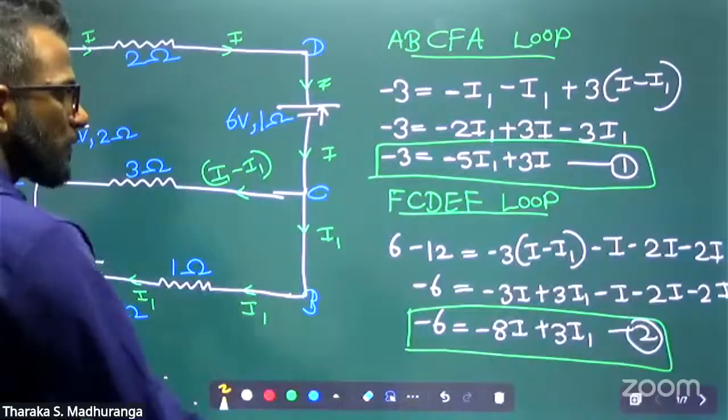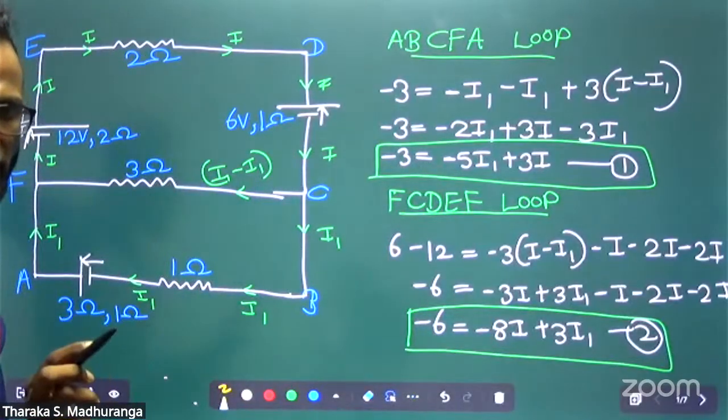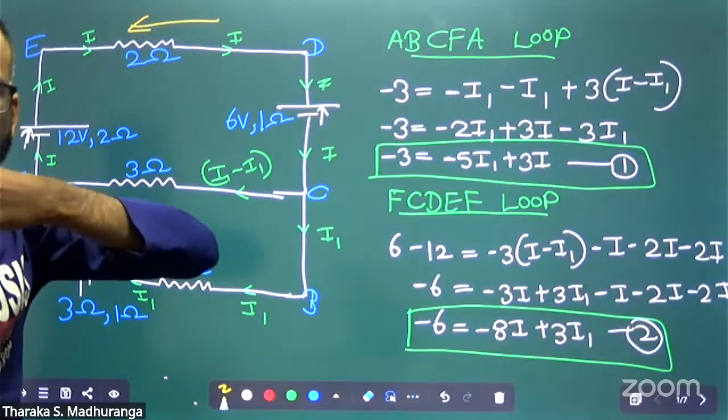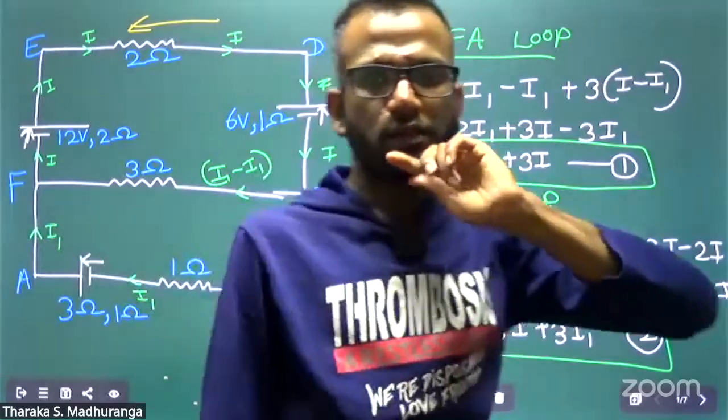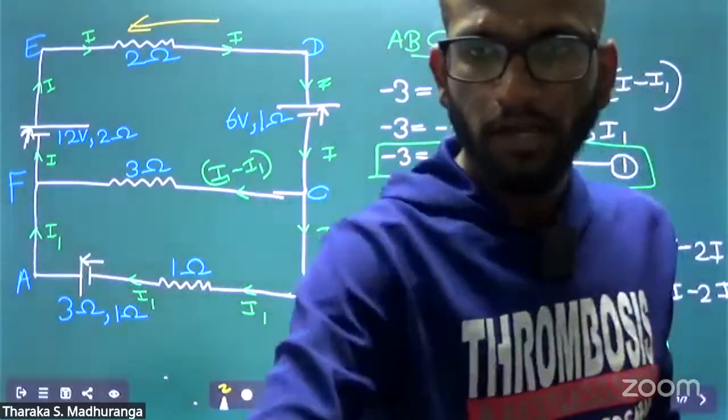Then I1 value, sorry, I value. Then I, you must have marked in this direction. Is that so? You have marked I in this direction. Correct? Okay.